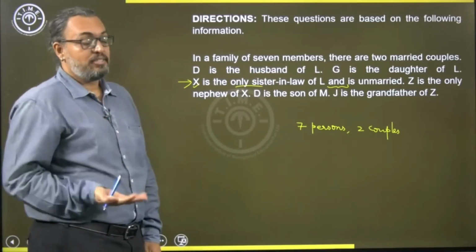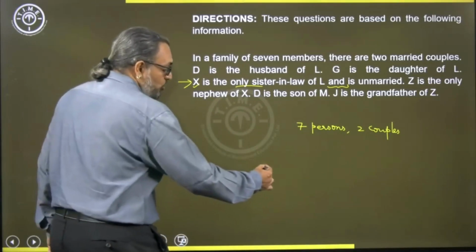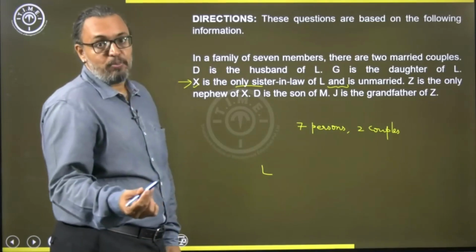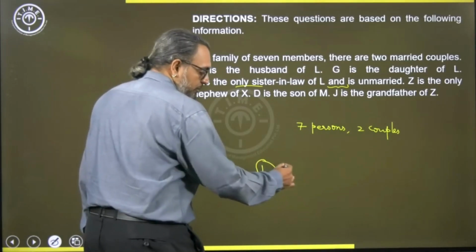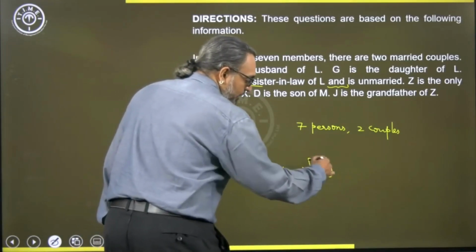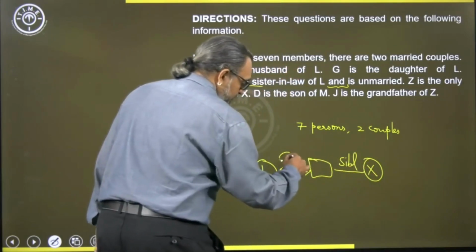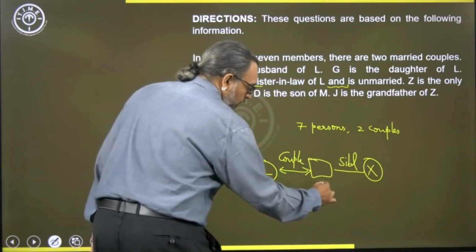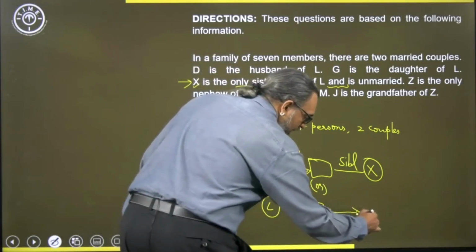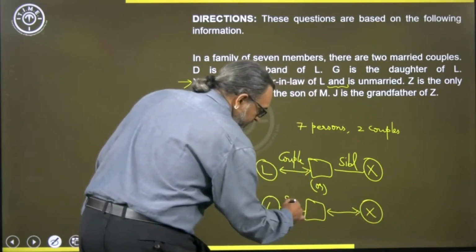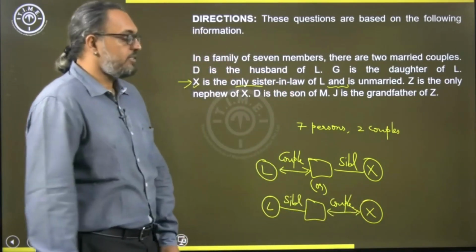Now, how do you get a sister-in-law? Because X is a sister-in-law to L, correct? There are 2 possibilities of getting the sister-in-law. We know L is a female. Either L has to be married and the husband should have X as a sister. Or the other case is L should have a brother and that brother should be married to X. That also can give you a sister-in-law. So, 2 ways of getting sister-in-law.